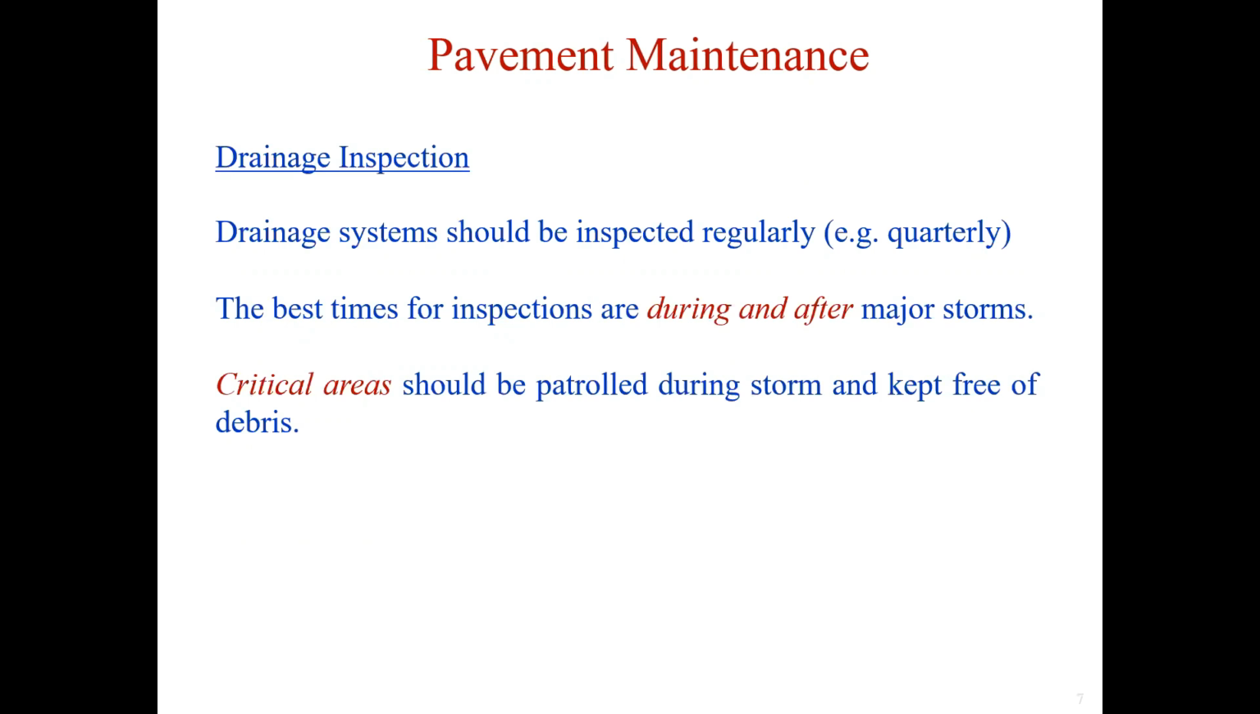The drainage system should be inspected regularly, for example, every 3 months. During and after major storms are the best time for inspections, so any issues can be found at early stage. For any critical areas, they need to be patrolled during the storm, and any debris need to be cleared.